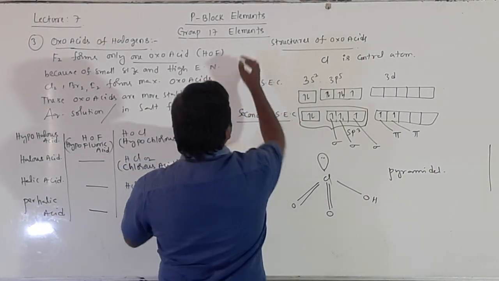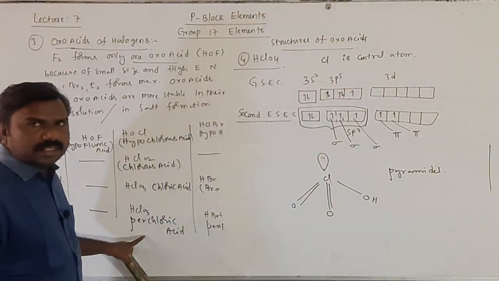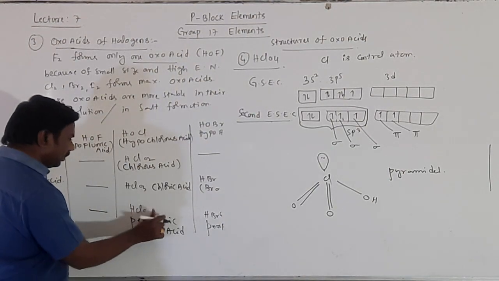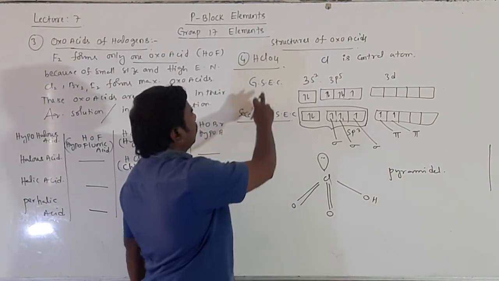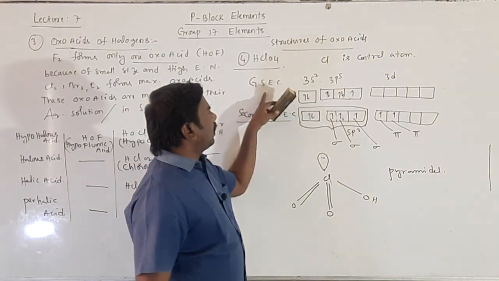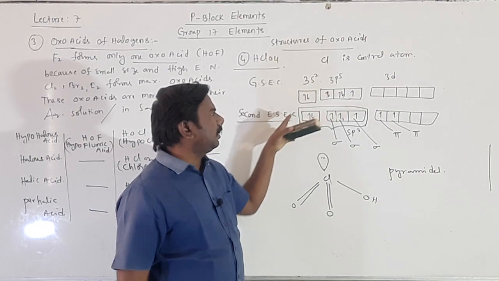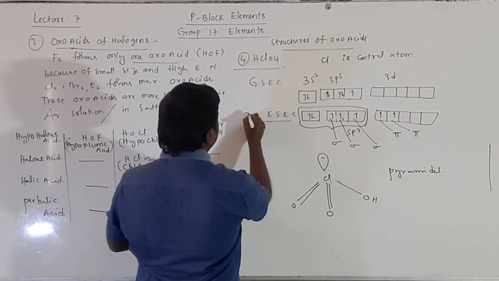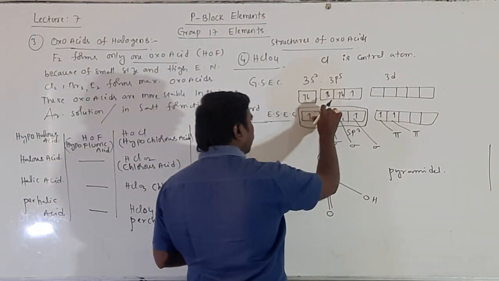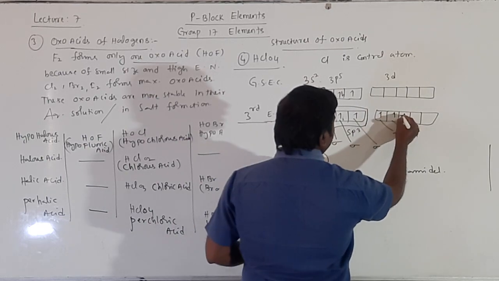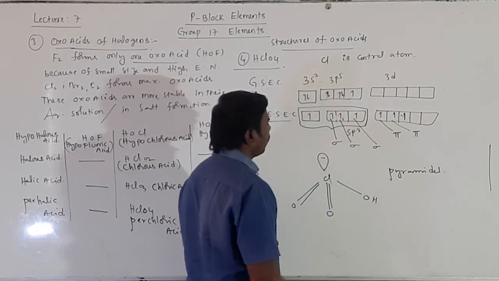So fourth one is HClO4, called perchloric acid. Then how to write? Chlorine is the central atom again. Ground state electronic configuration of chlorine central atom is 3s2 3p5, this one. Now third excited state electronic configuration is, this electron also shifted here. Getting all of you? Third one it is.